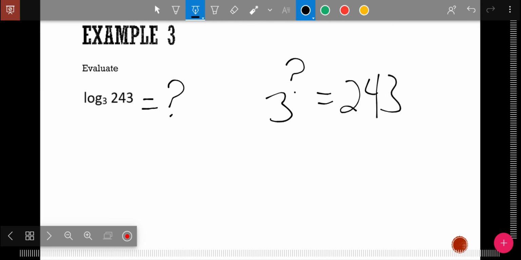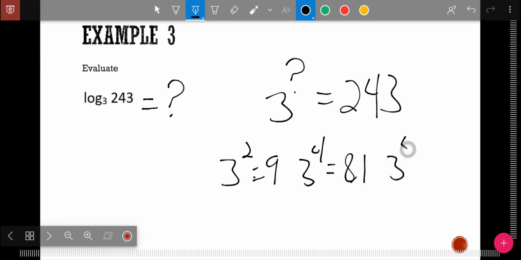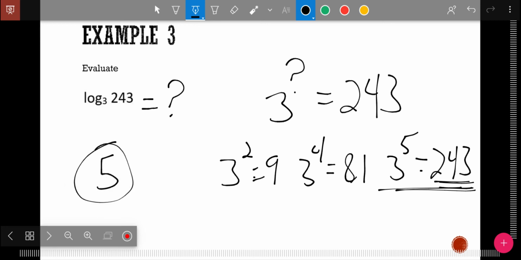And I'm just going to try things like 3 squared is 9. So that was wrong. 3 to the 4th power is 81. So that was wrong. 3 to the 5th power is 243. Winner, chicken dinner. All right, so that's right. We wanted 243, we got it. And so the answer here is 5. That was the power that made that true. So 3 to the 5th power is 243. So log base 3 of 243 is 5.